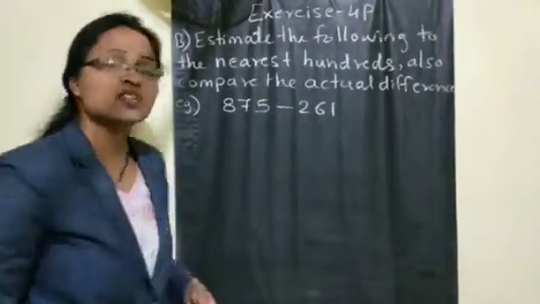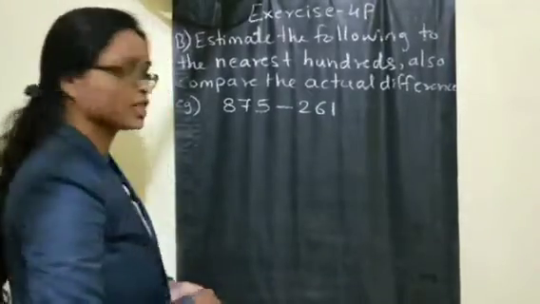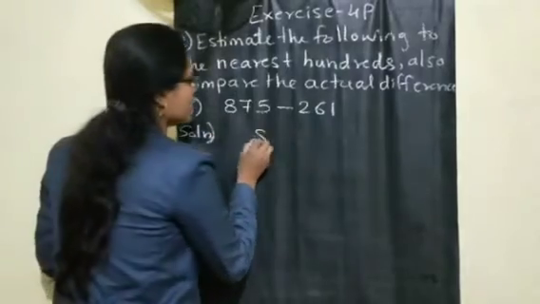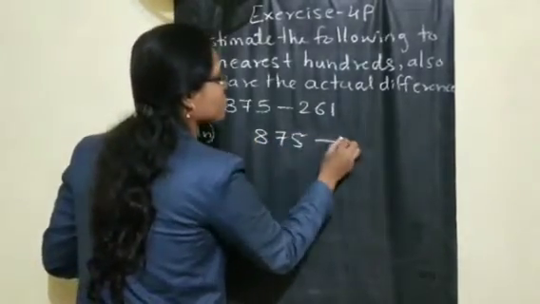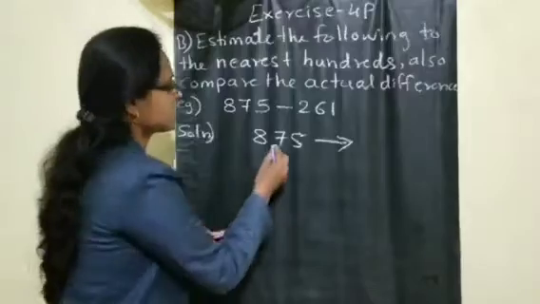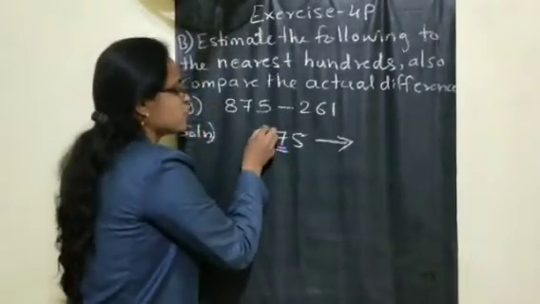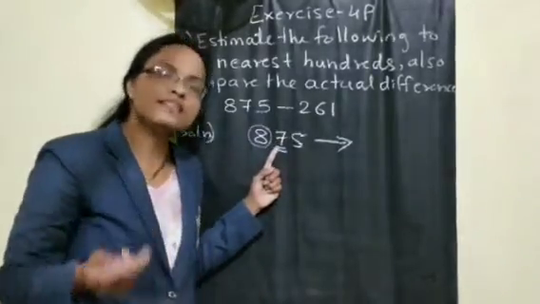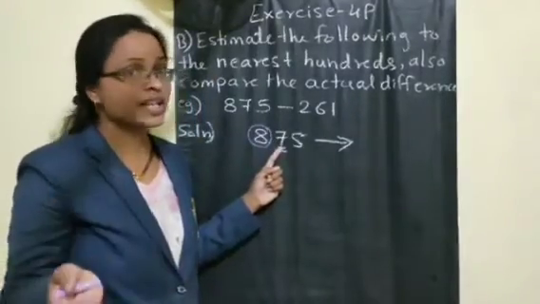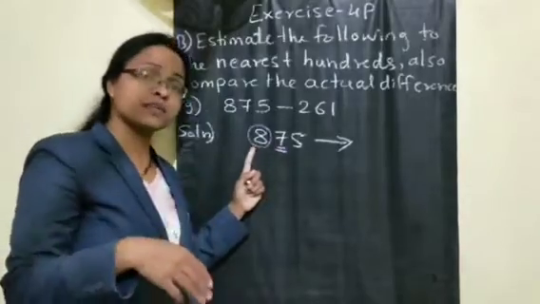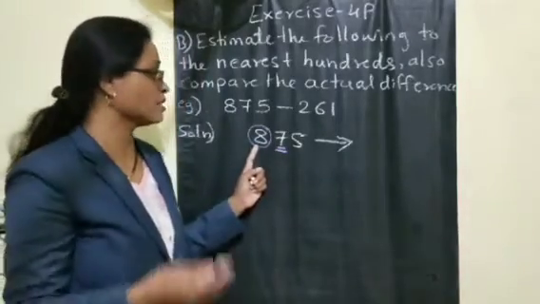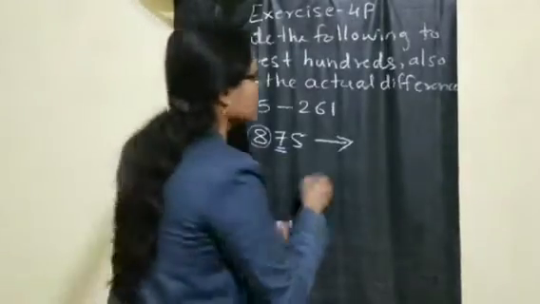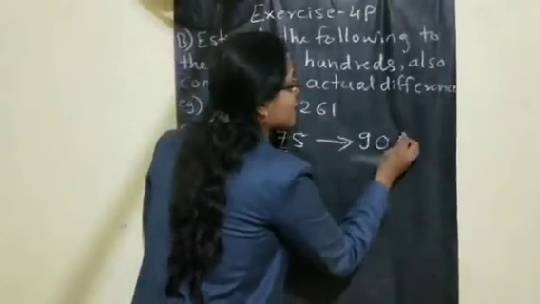875 minus 261. The process is the same. Solution. 875. First round off the number. So observe the tens place and we have to decide for the 100 place. Now if you see in the tens place the number is 7 and 7 is more than 5. If it is more than 5, the 100 place number will change to the next number. This 800 will change to 900. So the rounded number will become 900.